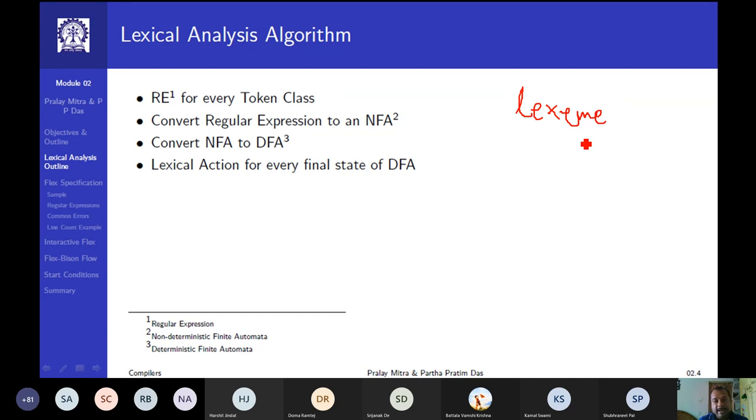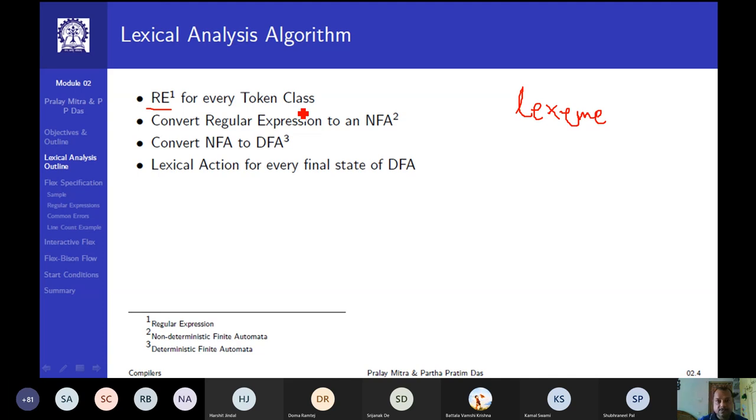The series of characters that I am considering will be part of some regular expression, or RE. So there is an RE for every token class. For every token class, I will have some pattern in the form of a regular expression, so that when I scan or look at the source program, I can identify the regular expression, and then match the pattern.